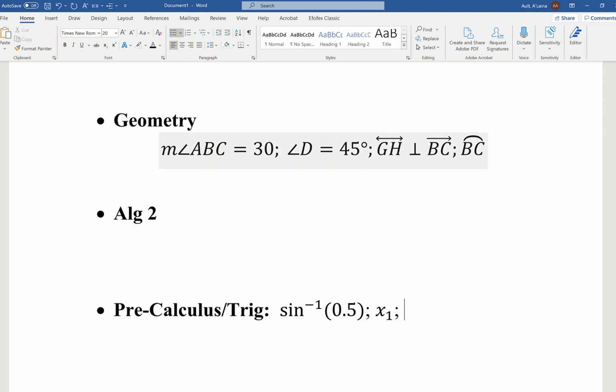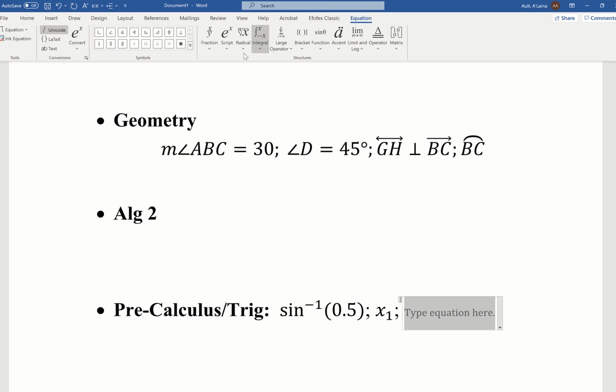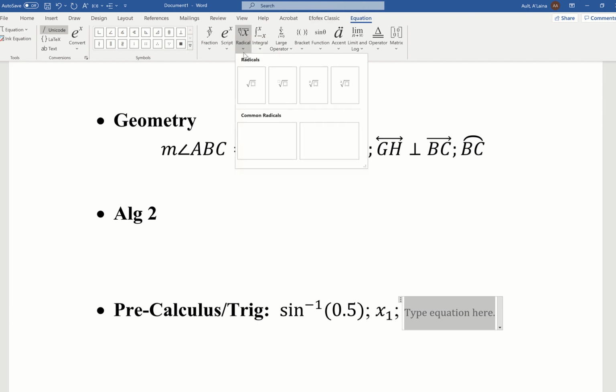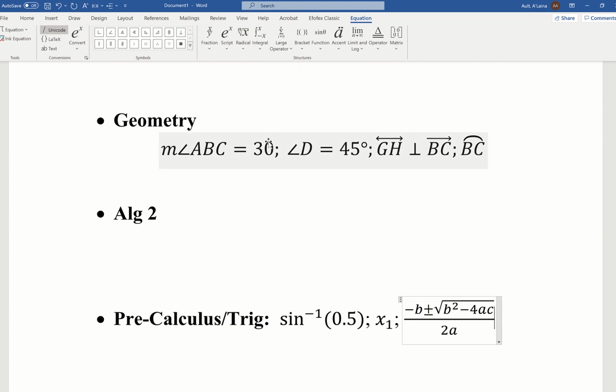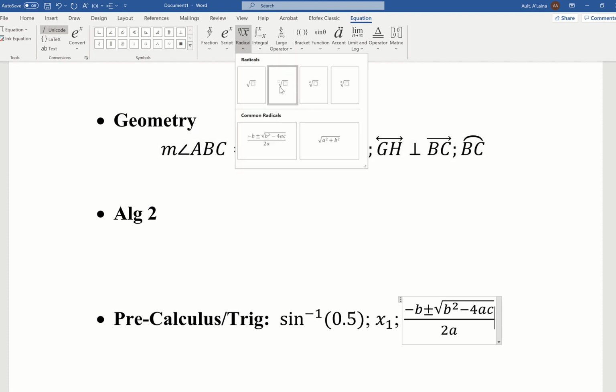Also in f of x, you've got all of your different radical notation, and you can choose the cube roots and the square roots easily. The quadratic formula is in there. If I just wanted to pop that down, I could do that. I could also choose what index I want to do. This is kind of nice for geometry. You could do that, which is really great.